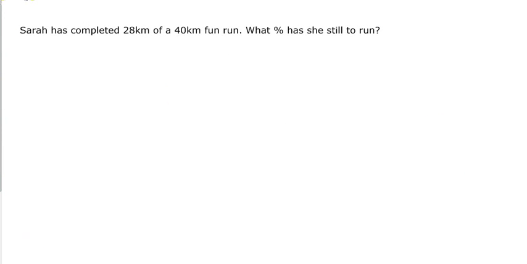Sarah's completed 28 kilometers of a 40-kilometer fun run. What percent does she still have to run? So as I look at this problem, I can see that she has completed 28 of the 40 kilometers. So this is part of the whole amount she's completed, and I'm missing my percent. But I'm going to go back and look at the purpose of my question. I want to know how much she still has to run. This is what she completed.